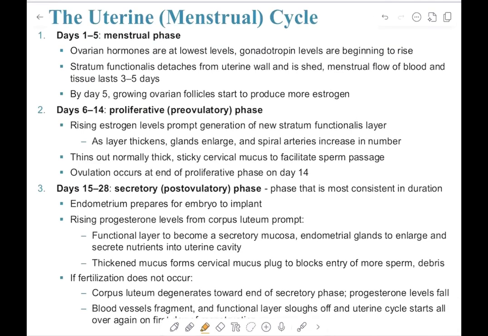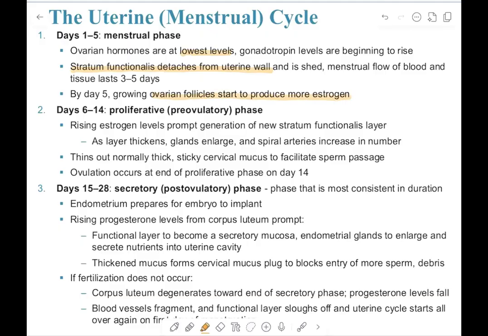The first of which is the menstrual phase, the first few days where the ovarian hormones are at the lowest level. As a result, gonadotropins begin to rise a little bit, as a negative feedback response. During this time, the stratum functionalis is detaching from the uterine wall and is shedding. That menstrual flow of blood usually lasts 3 to 5 days. By day 5, the growing ovarian follicles start to produce estrogen.